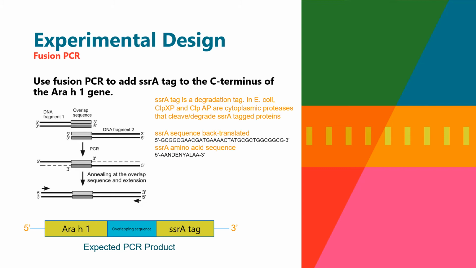I found a lot of versions of an SSRA sequence, so I picked the one that I saw the most, and I put here the amino acid sequence, and then I just back translated it into its nucleotide sequence so that I could put it into the plasmid later. So at the bottom here, I have what my expected PCR product would look like.